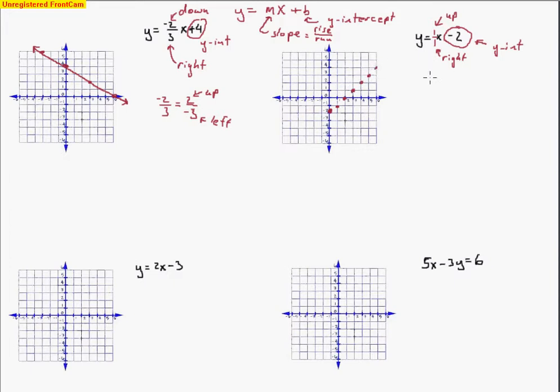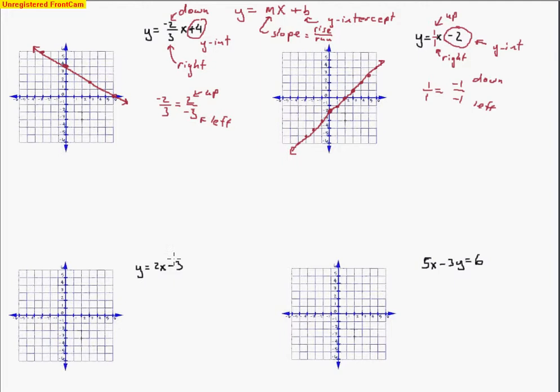We could also go the other way. Again, 1 over 1 is the same as negative 1 over negative 1. This would tell me to go down and then to the left. That's the direction I'd go. So down 1, left 1, down 1, left 1. That gets me on that same line. And so I could go ahead and draw a line between those points. And that would be it.